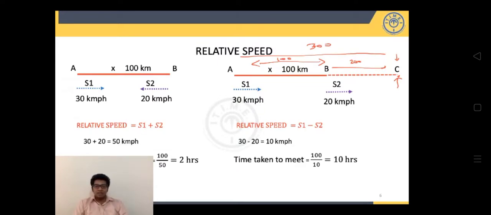It is not average. Time taken when they travel in the opposite direction: distance is always added, so it is distance divided by the sum of the speeds. For the same direction, it is distance divided by the difference of the speeds, so that he will catch. So after 10 hours he will meet. What is the distance between B and C? It has to be 200.